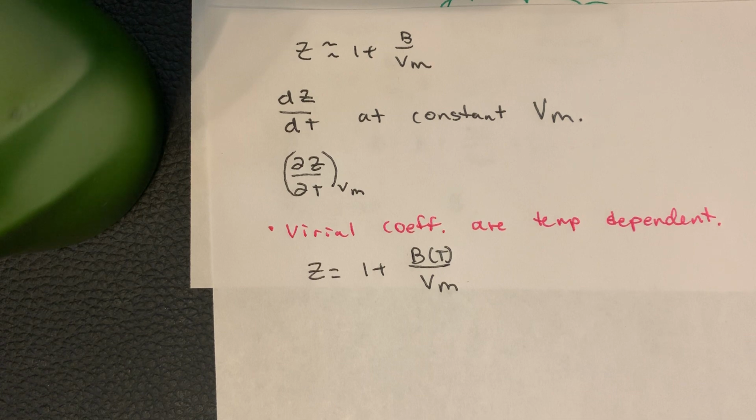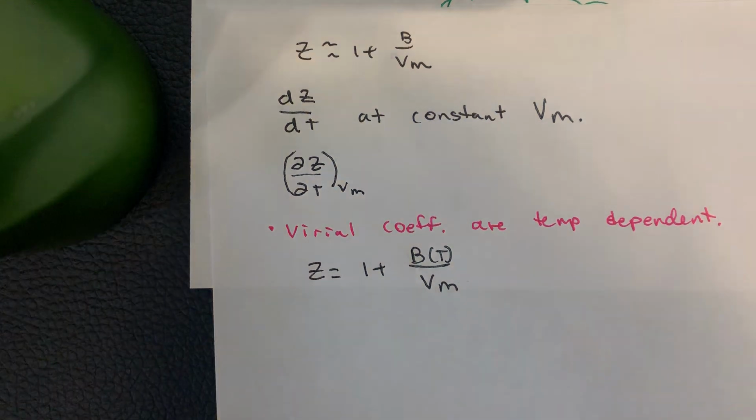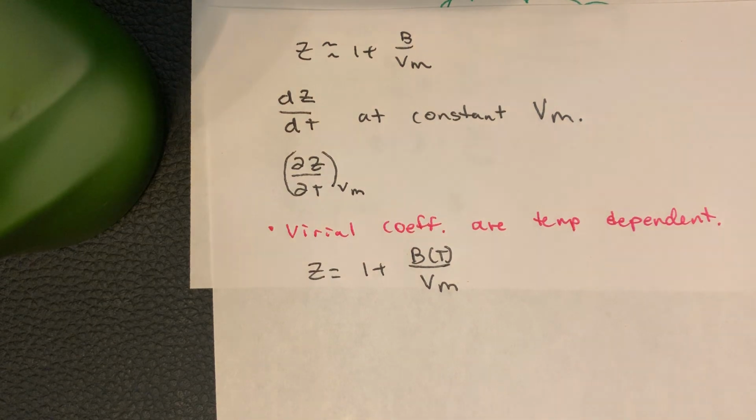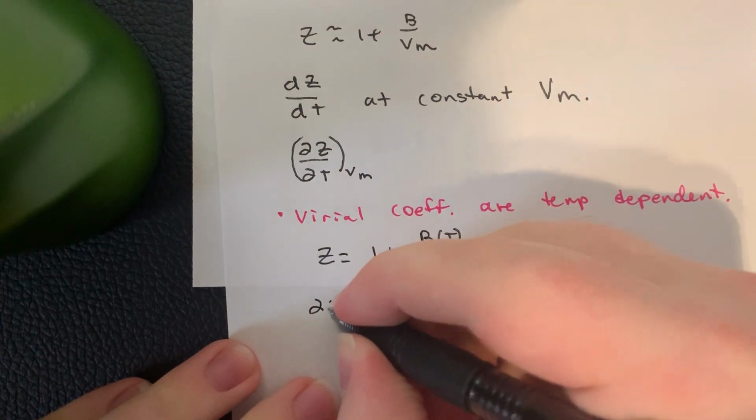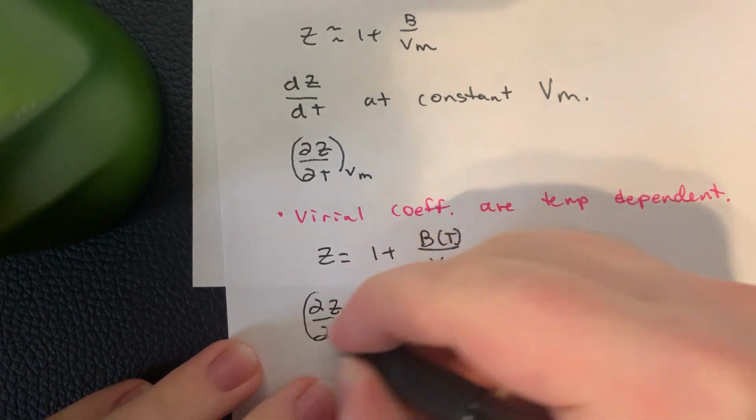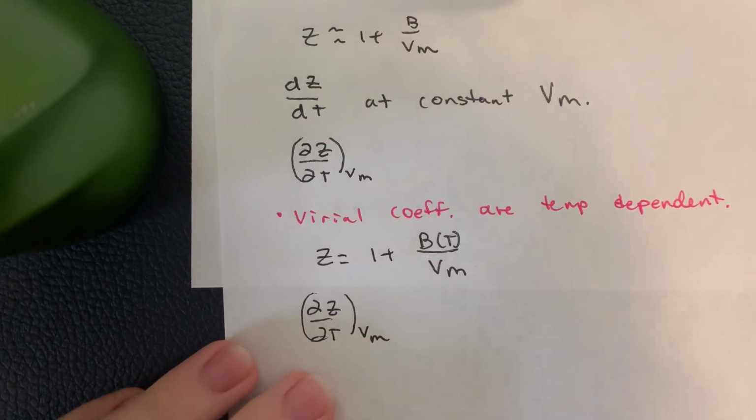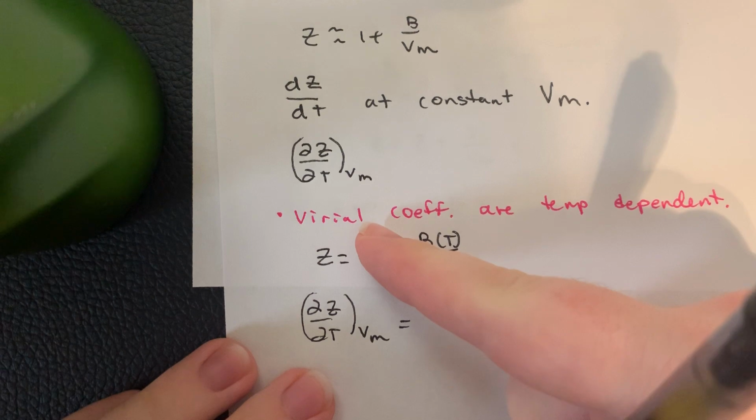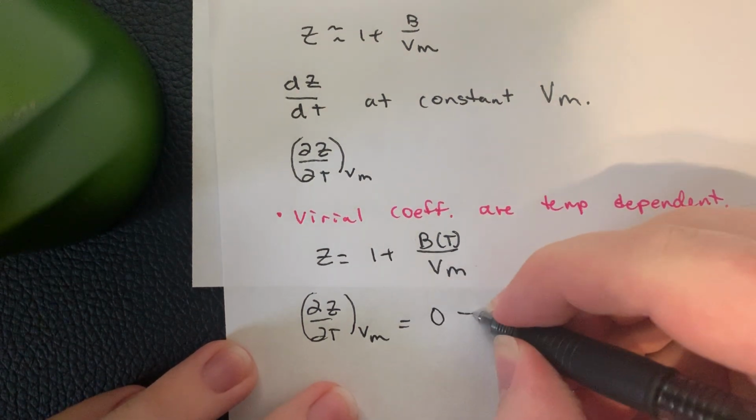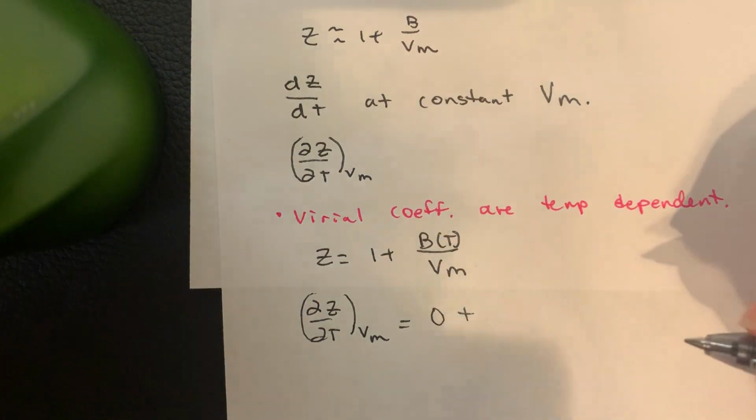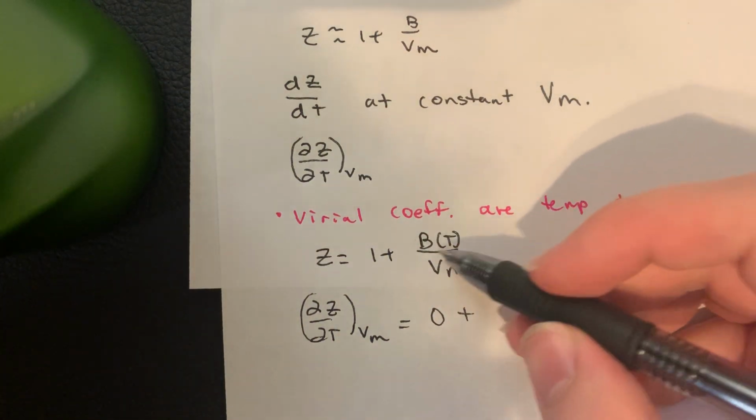Okay. So here's what we're going to do. Oh, you should be so excited because I know I am. Partial z, partial T, holding Vm constant. Of course, the first term is going to be 0 then. And then we have, what do we do with this?